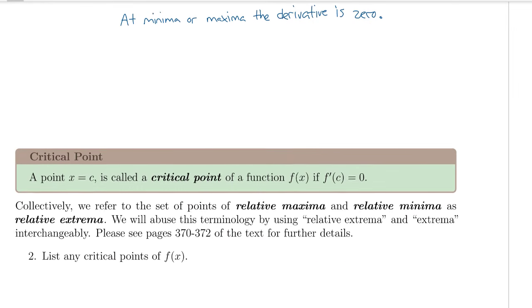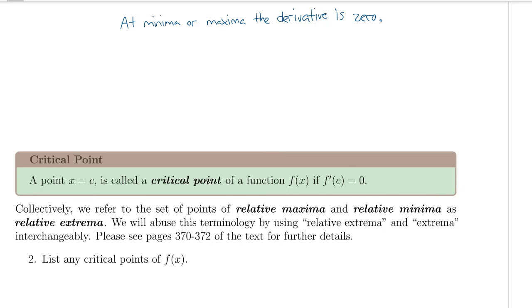So these places where the derivative is 0, we're going to be looking at these and using them a lot and finding them to help us find these maxima and minima. So we're going to give them a name, and these are just called critical points. So a critical point of a function is any place where the derivative is 0. That's just a definition that we'll use, so just make sure you understand that term.